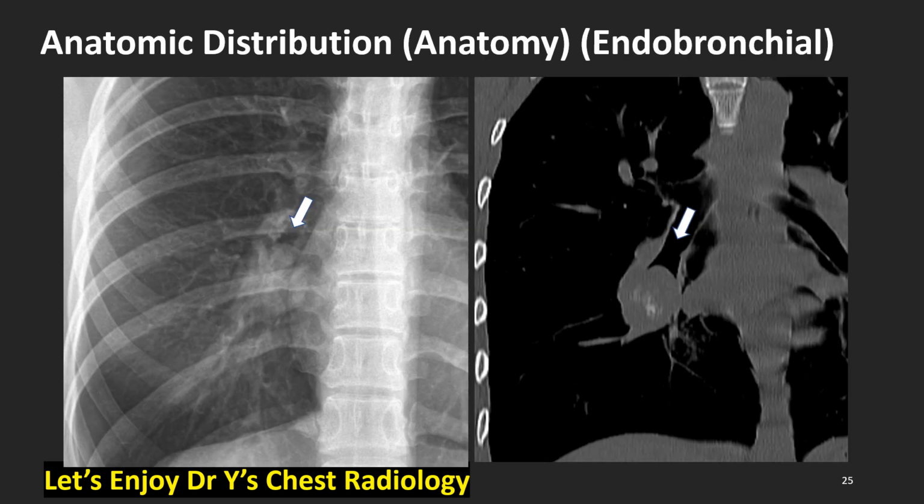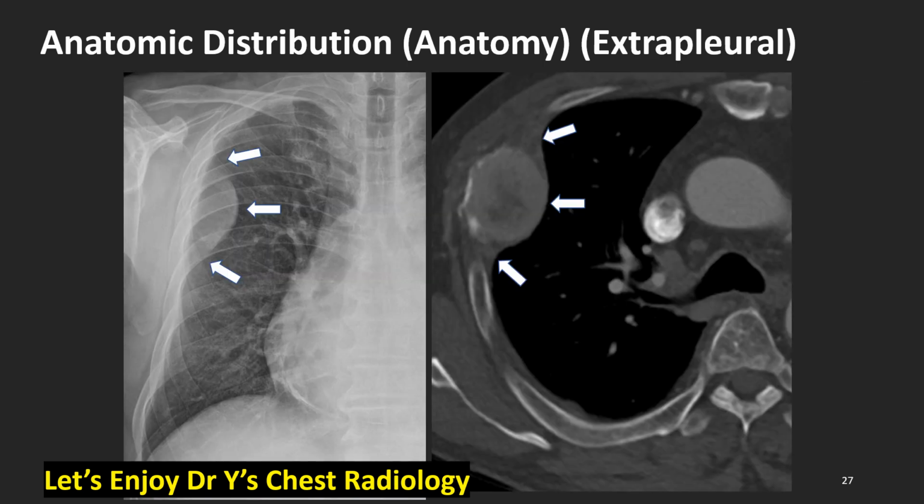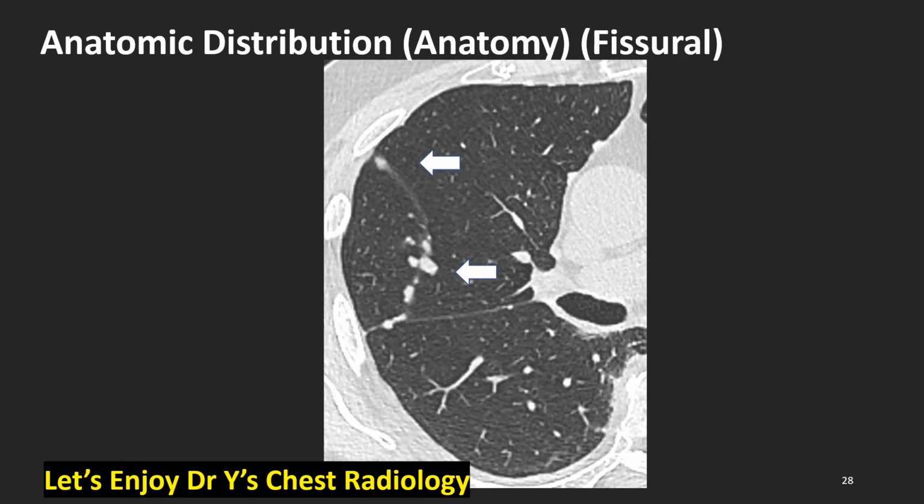Anatomic distribution, anatomy, endobronchial. The arrows indicate the endobronchial hamartoma. Anatomic distribution, anatomy, extrapleural. The arrows indicate extrapleural fat. Anatomic distribution, anatomy, extrapleural. The arrows indicate rib origin tumor, extrapleural. Anatomic distribution, anatomy, fissural. Pleural metastasis of minor fissure.